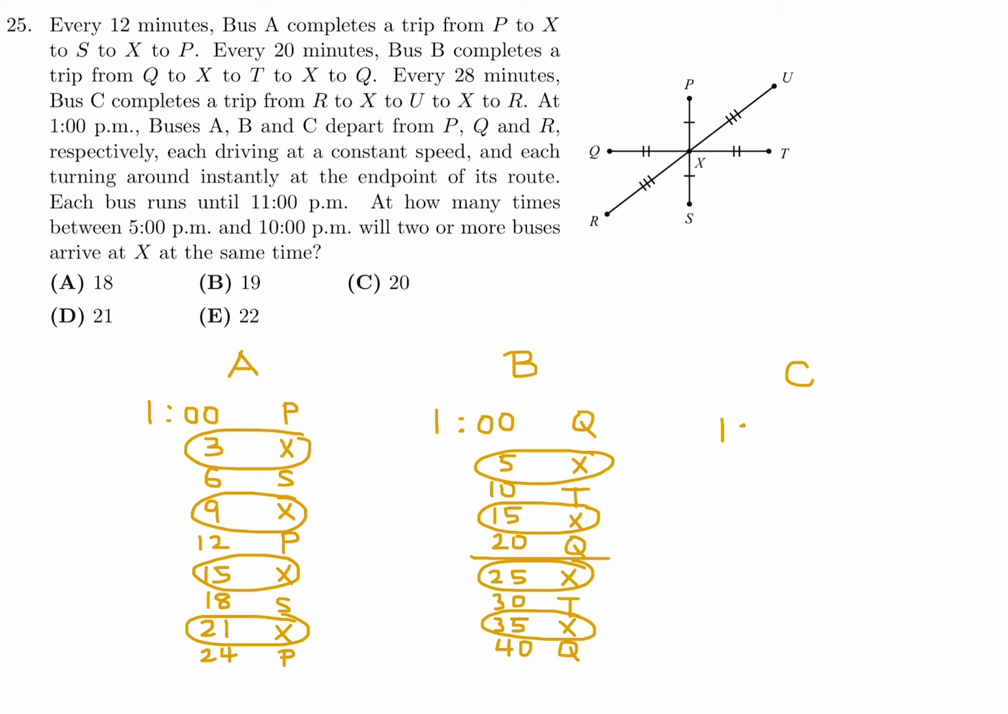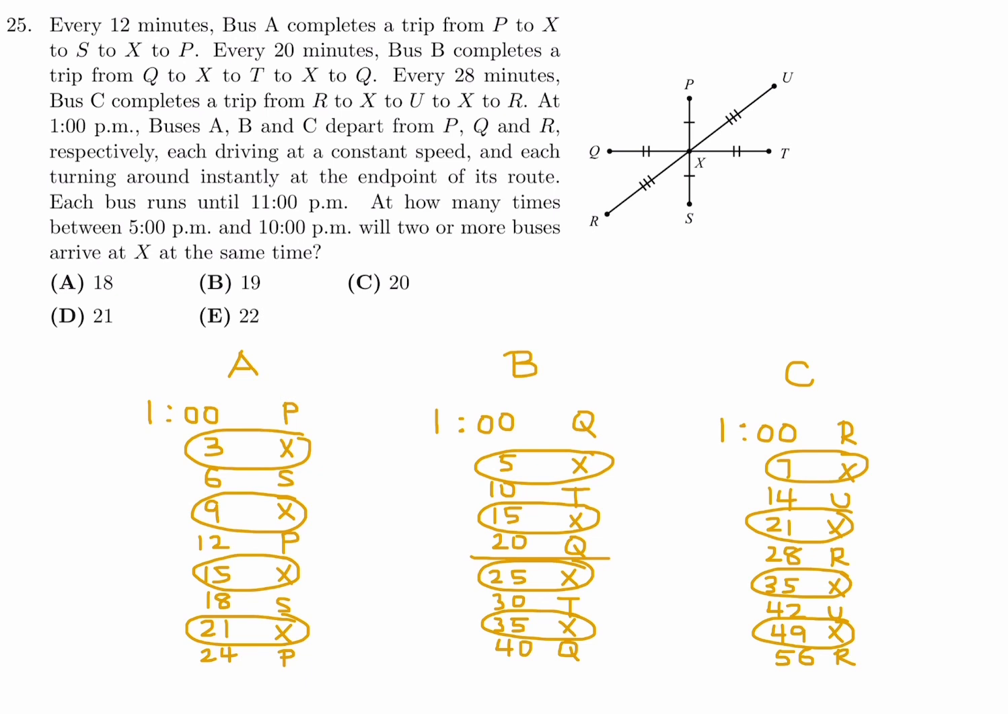Same story for C, slightly different numbers though. This time it's R, X, U, X, R. And then it's 28 minutes, every 7 minutes. So 7, 14, 21, 28 is your R, X, U, X, R. And then 35, 42, 49, and 56. X, U, X, R. Like that. All right, so that means every 7 minutes, it starts at 7, but then every 14 minutes, it's going to be at X. All right, so we have covered that.